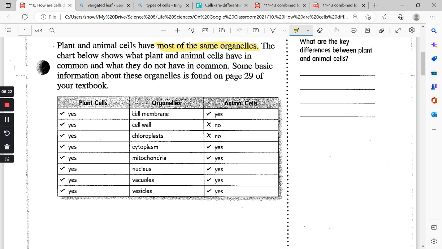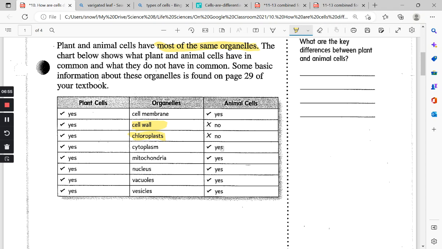Okay, so cell membrane, check. They both have a cell membrane. Cell wall, check. Wait, no. There's no cell wall in these animal cells. So that is something quite different. Okay. Plant cells, check. They have chloroplasts. No, animal cells do not. Okay. That is looking to be something quite different.